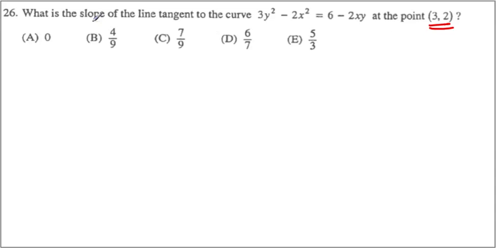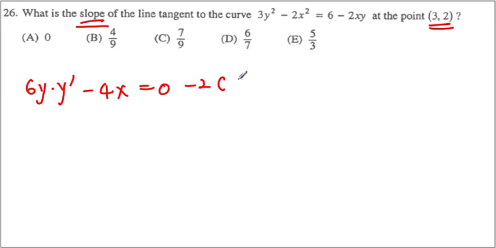What is the slope? That means we're looking for f prime. So let's try to look into this. We can find the derivative of this one implicitly. So therefore, the first one becomes 6y times y prime minus 4x equals, the derivative of 6 becomes 0, and then minus 2 times the derivative of xy. By the product rule, we end up getting xy prime plus y by itself.